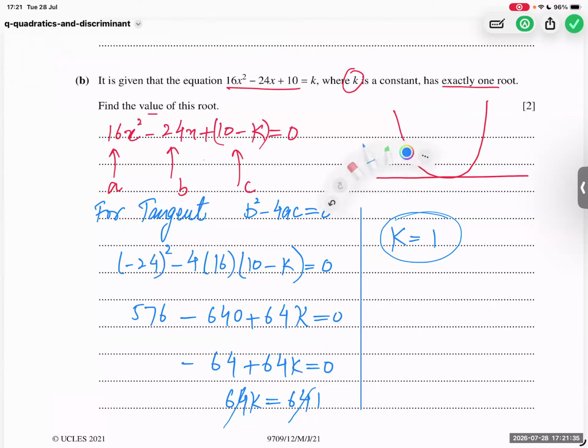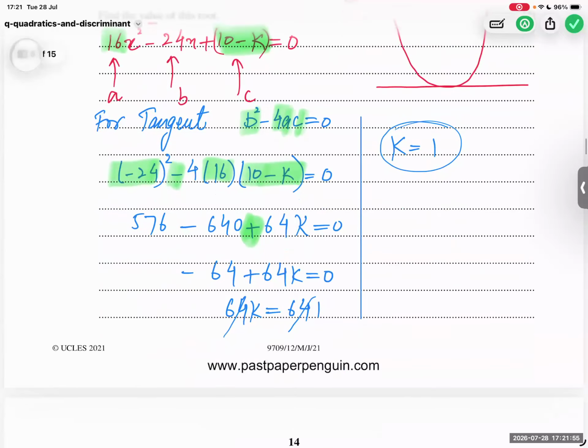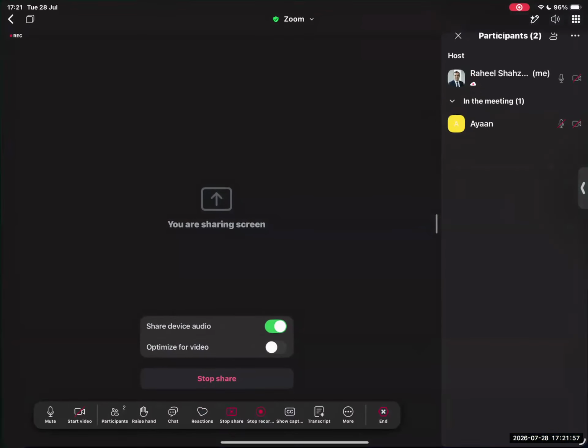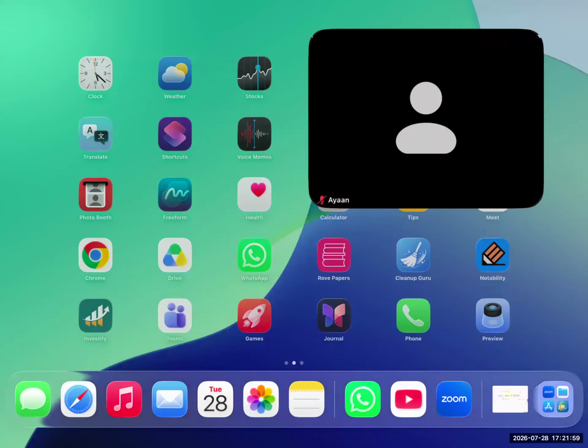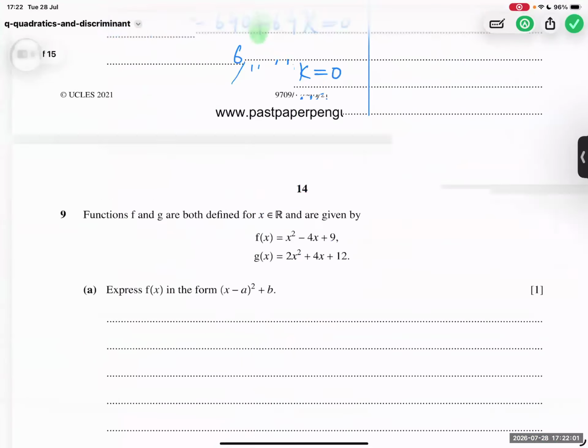10 minus k, this is the c value, right? So we have b square minus 4ac. So this is b square, 24 square, minus 4, a is 16, and this whole thing is c. So we changed minus minus to plus here. Okay? That gives us k is equal to 1. I hope it's clear, right? Yes. Okay, good.